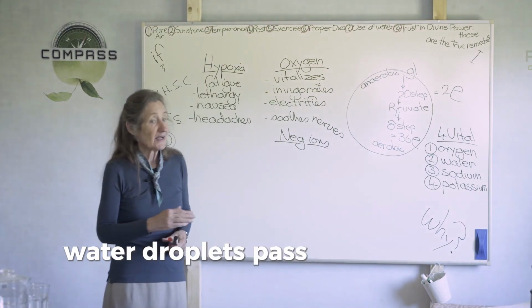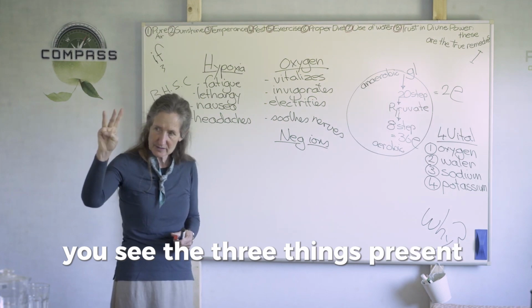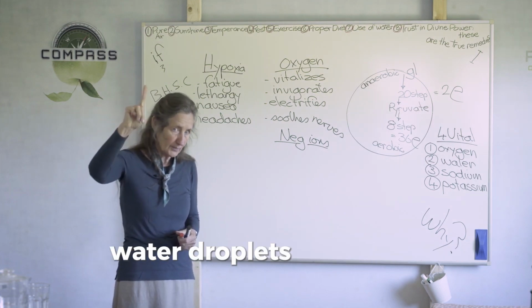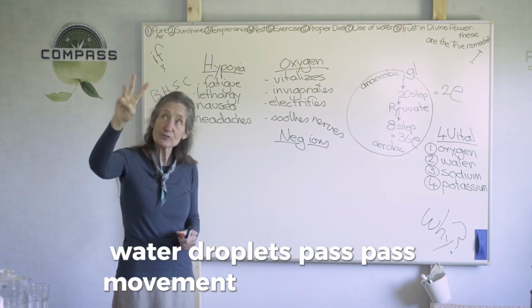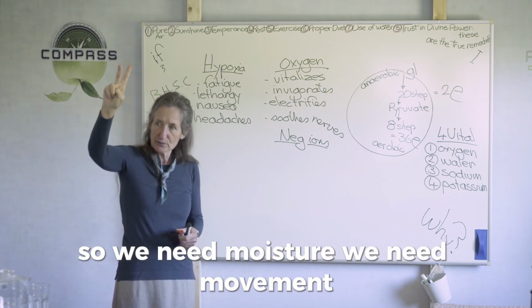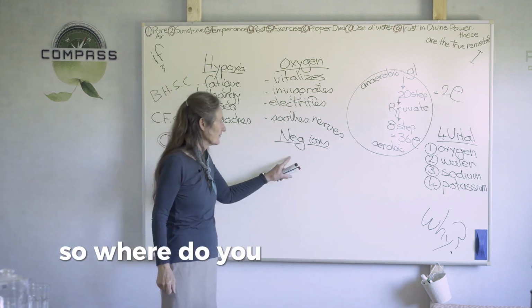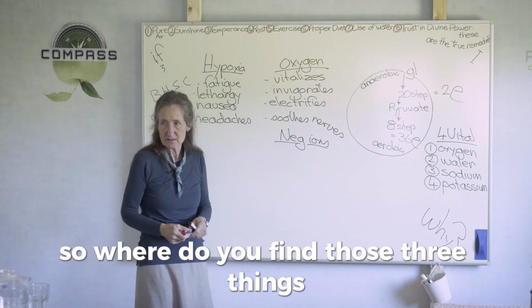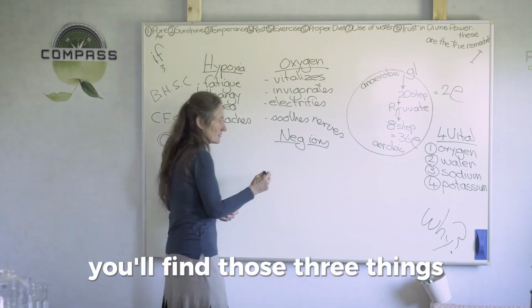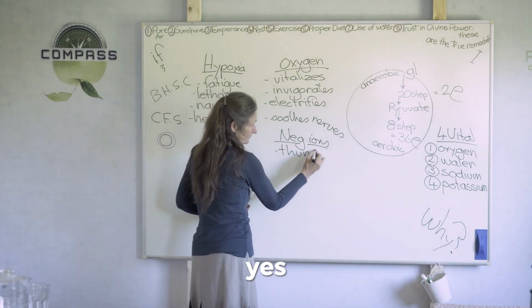Water droplets pass through the air, casting off negative ions. You see the three things present there? Water, droplets, movement through the air. So we need moisture, we need movement, and we need air to produce negative ions. So where do you find those three things? You'll find those three things especially in the thunderstorm.